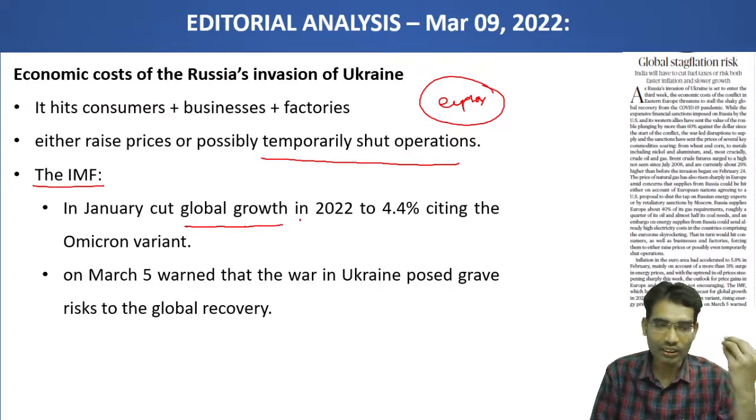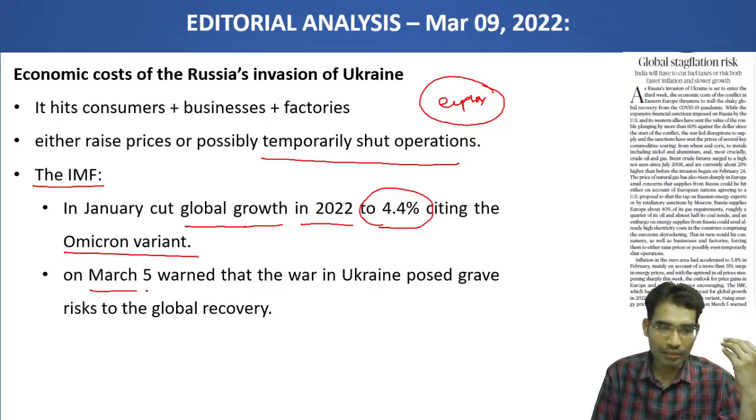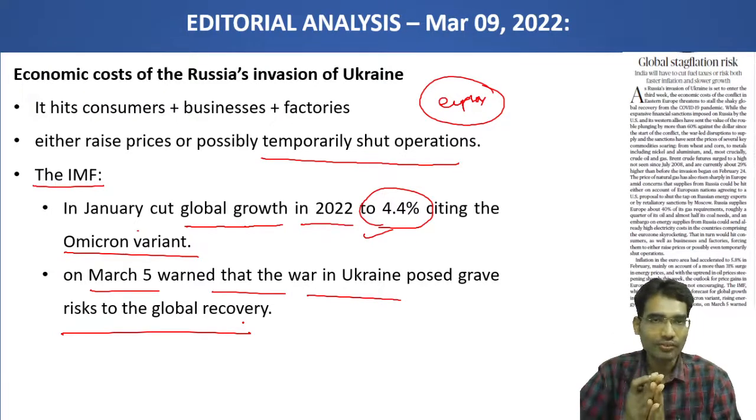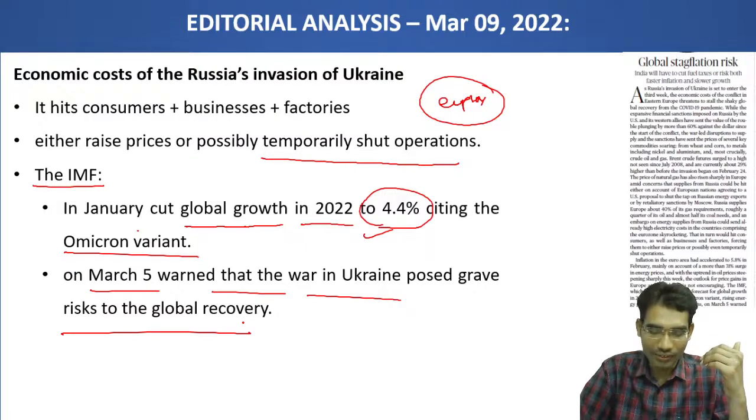it has given global growth in 2022 as 4.4%, citing the Omicron variant due to the COVID-19 pandemic. Now in January itself it has cut to 4.4%. Now on March 5 again it warned that the war in Ukraine posed grave risks to the global recovery. Just now after COVID-19, the global economy is on the recovery path. Now due to this tension, once again the recovery is going to stop. Once again the global economy is going to take a hit.